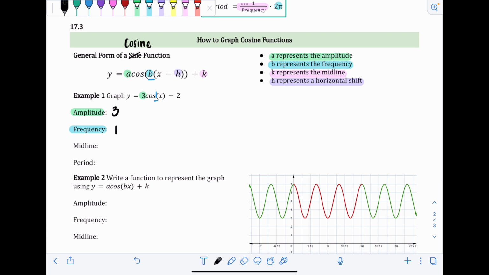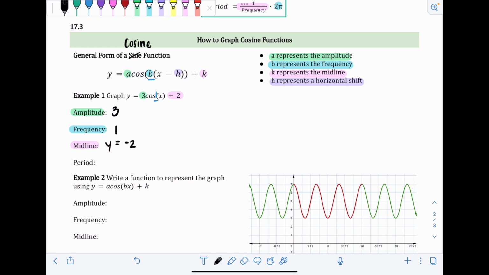And then the midline is the number that's added to the end. That's k. And it's going to be a horizontal line. So it'll be y equals. And in this case, k is -2. It's this number right here. So it'd be y equals -2.